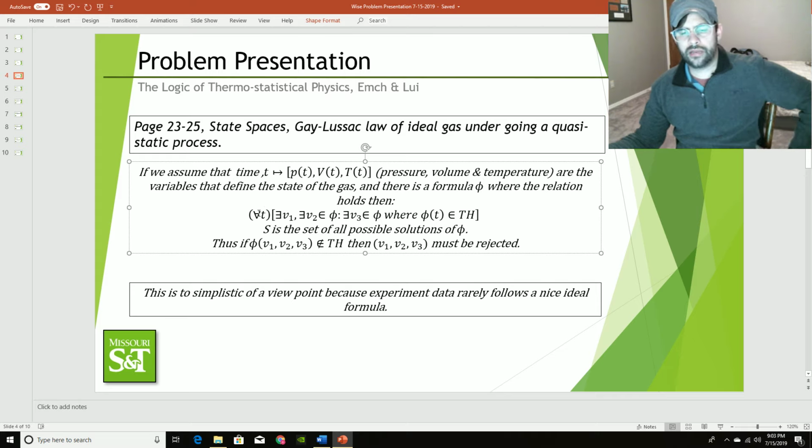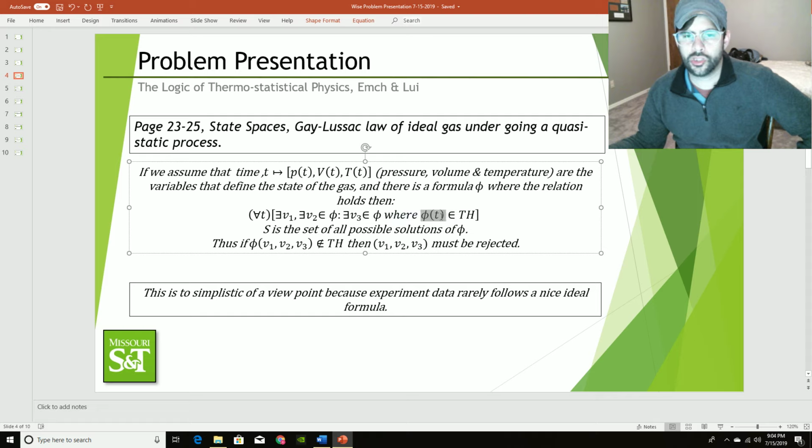Because time is how you're stepping through your equation. There exists at least one variable v1 and one variable v2 that is within phi, such that there exists one variable v3 in phi where you can get a solution that is within your solution space, which is TH. And that is given within the book as well. And so, actually I need to update this to TH. So TH is the set of all possible solutions of phi.